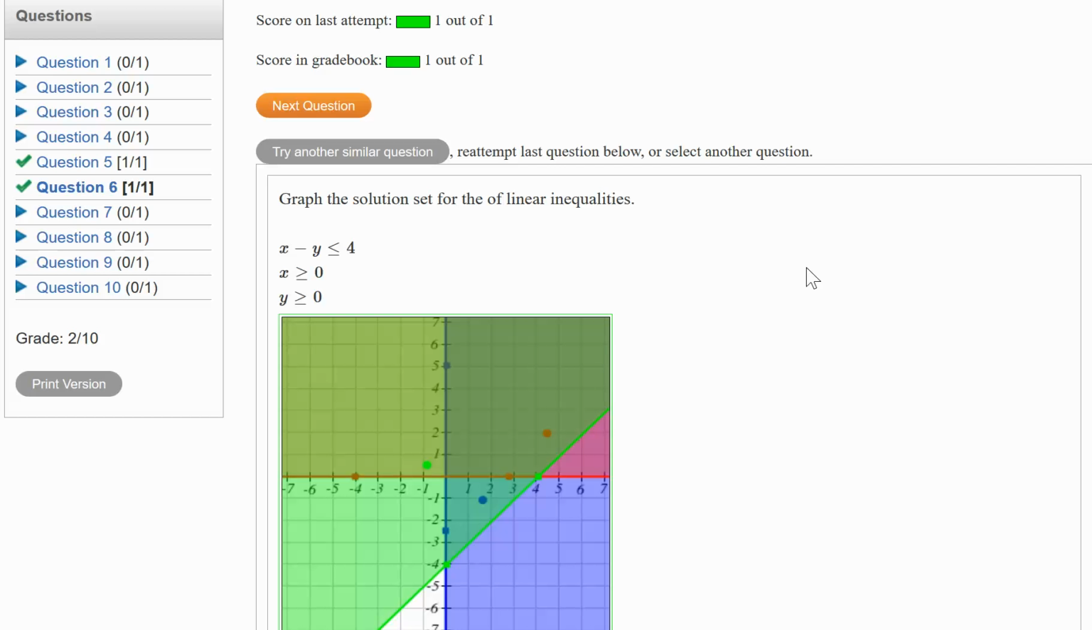Again, make it a precise graph, because it's allowing you to graph all sorts of places on there.